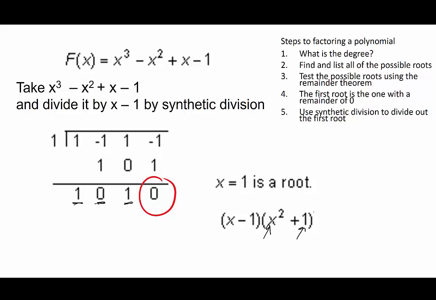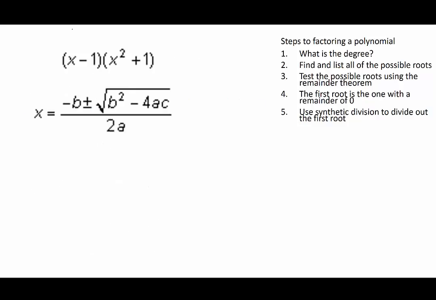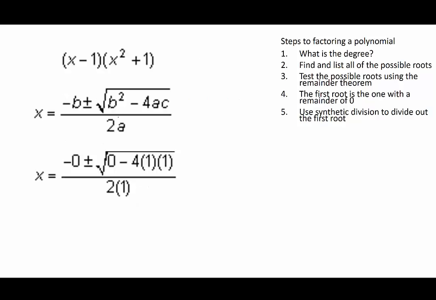So we need to factor completely. We have a polynomial of degree 3. We need to factor it into 3 factors, which means for the second one, since it can't be factored, we have to use the quadratic formula. X equals -b plus or minus the square root of b squared minus 4ac, all over 2a. So there's the quadratic formula. A is 1, B is 0, and C is 1.